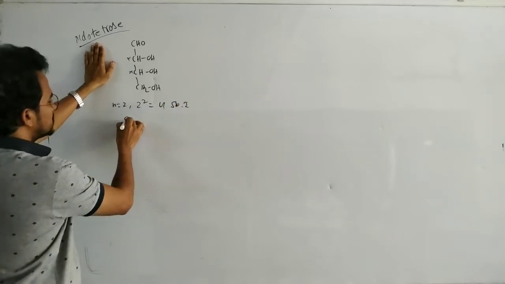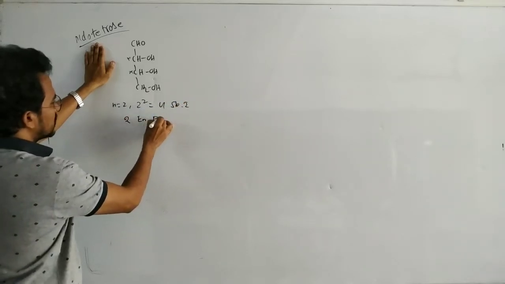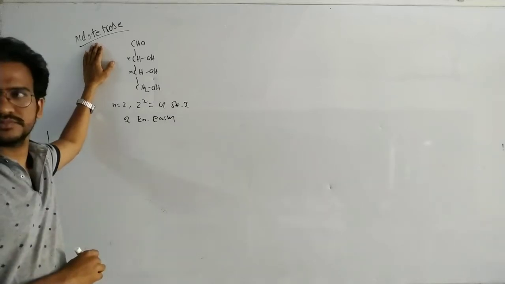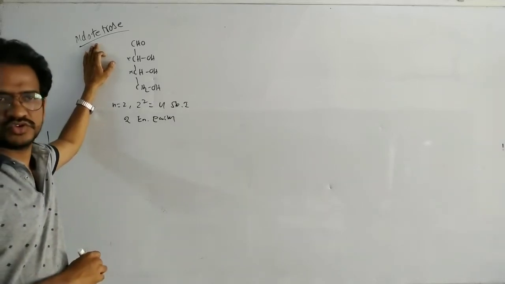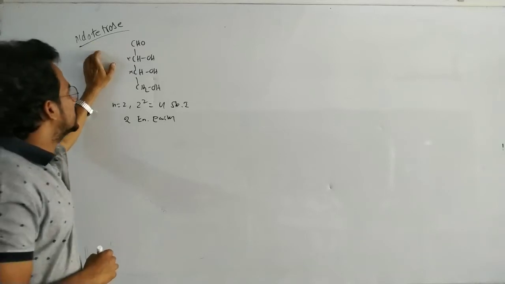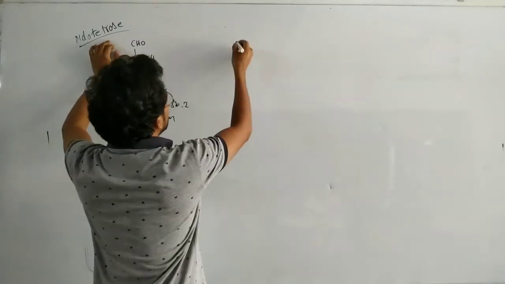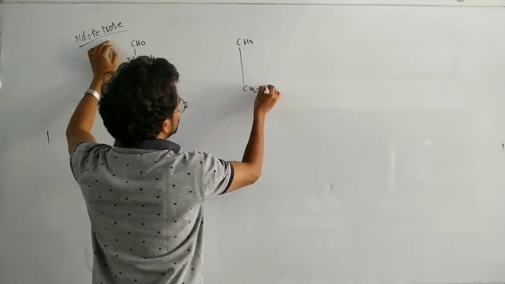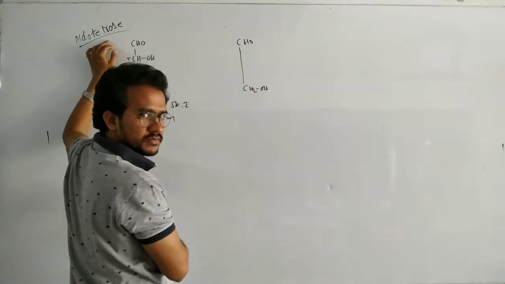4 stereoisomers means 2 enantiomeric pairs. So what are those 2 enantiomeric pairs? Here CHO, here CH2OH.